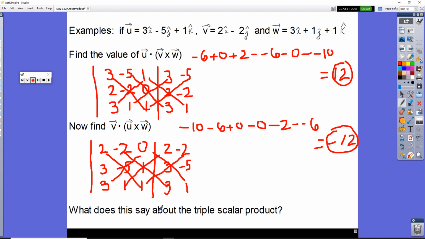So what does this say about the triple scalar product? Watch your order. Some of them are going to turn out to be positive, and some of them are going to turn out to be negative due to the anti-commutative nature of cross product.